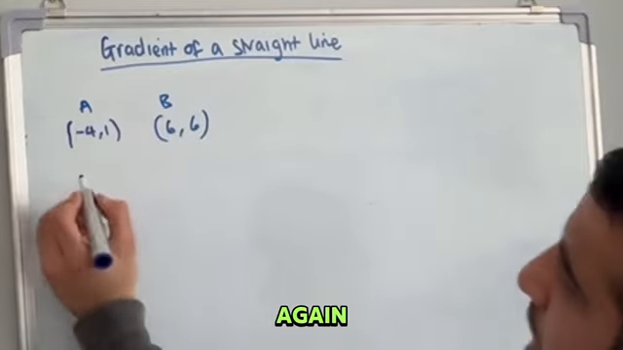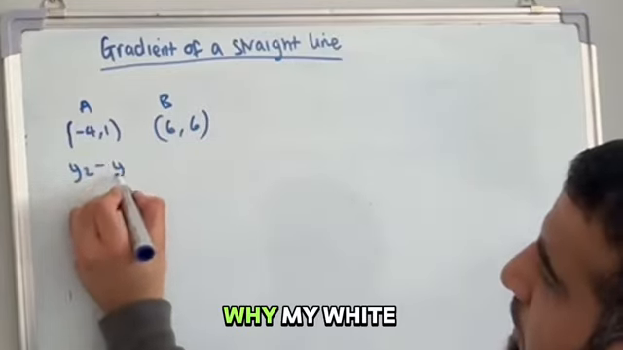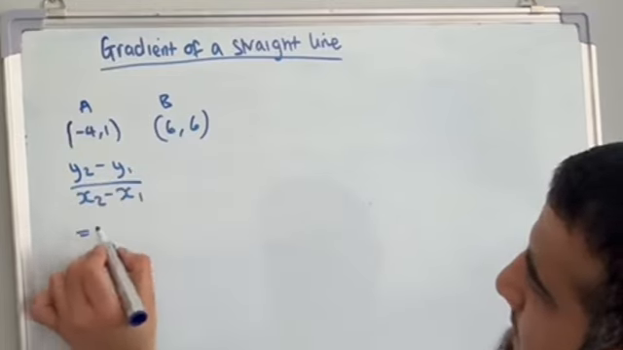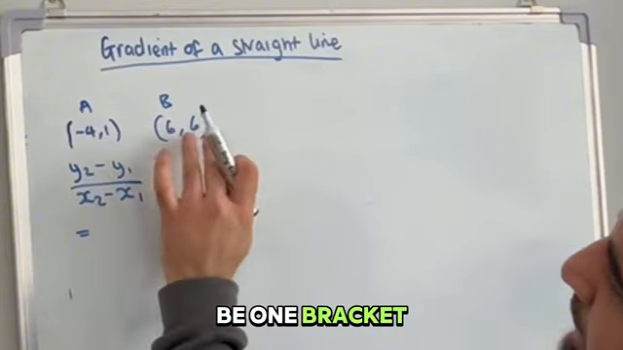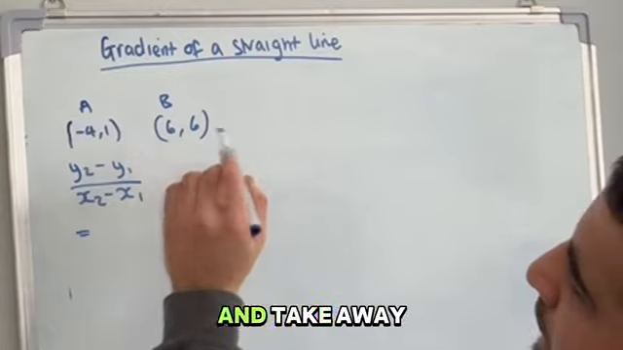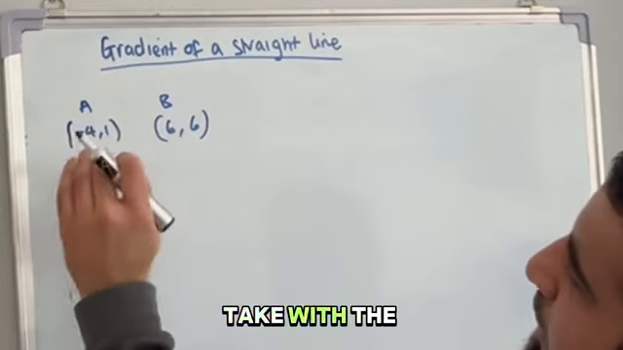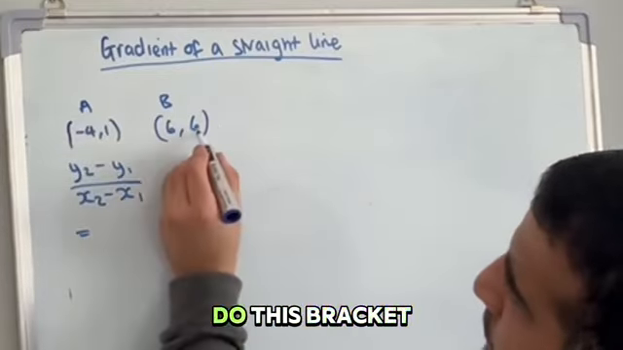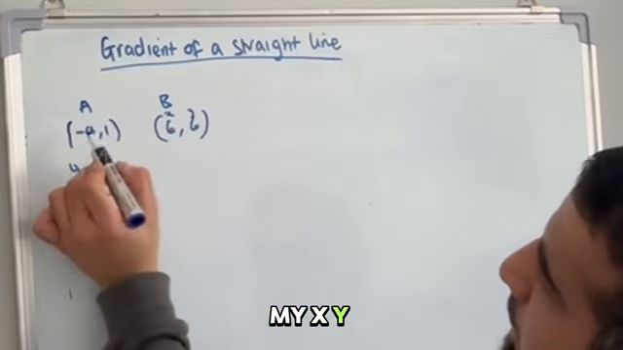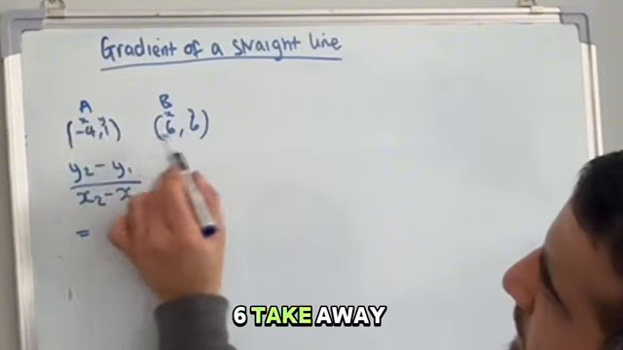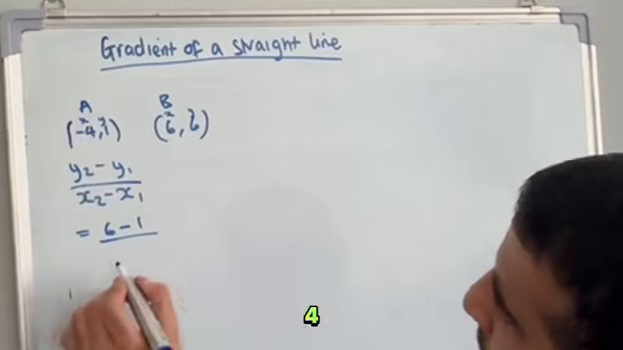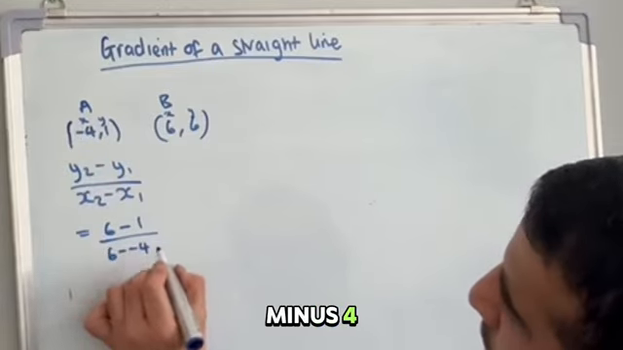It's the same again. My y coordinates take away each other, divided by my x coordinates take away each other. So for my y coordinates, it has to be one bracket take away the other bracket. I can't pick one number from here for the y and then the x from here and take away. It has to be one bracket take away the other bracket. Either way is fine. So if I do this bracket take away that bracket, my x, y, my x, y: 6 take away 1 divided by 6 take away minus 4.